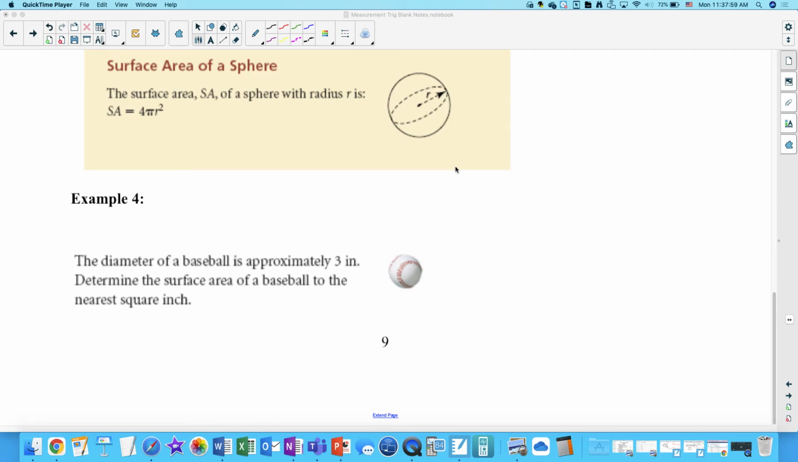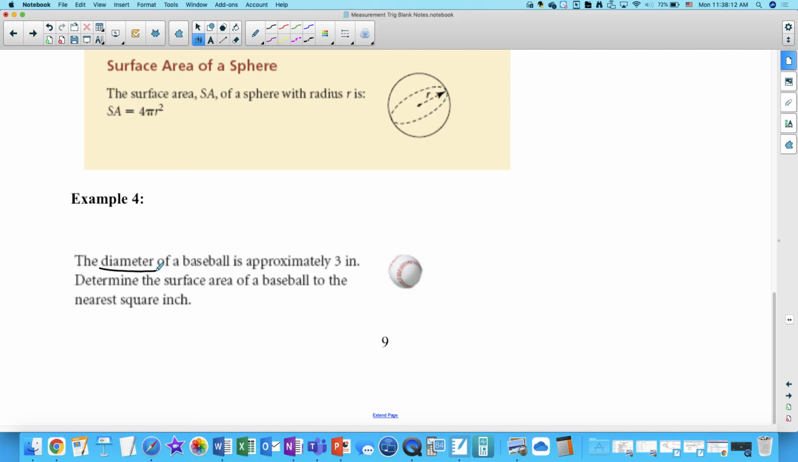So for example, the diameter of a baseball is approximately 3 inches. Determine the surface area of the baseball to the nearest square inch. Okay, so really the only thing we have to be aware of here is that we're given the diameter is 3 inches, and we need to know the radius to calculate the surface area.